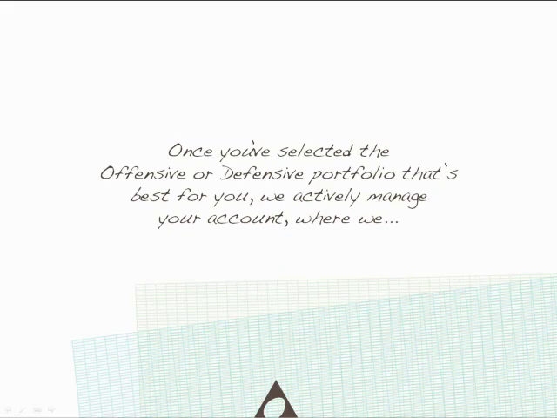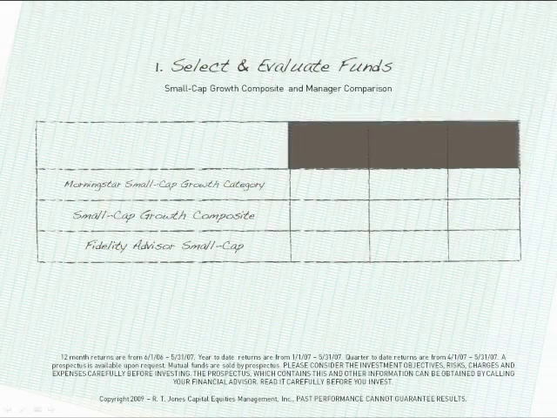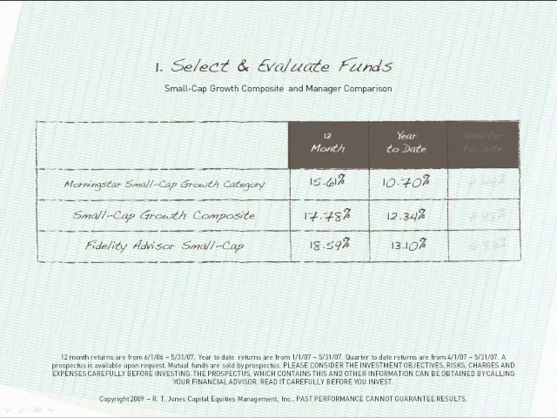Once you've selected the portfolio that's best for you, we actively manage your account, where we evaluate, select, and monitor funds deemed to deliver the best results, replacing funds that underperform. Artesis chooses the funds that best represent our asset classes, then reviews their performance over various time periods, comparing them to industry benchmarks. When a fund compares poorly to the established benchmarks, it is replaced by funds believed to be able to perform more to expectations.